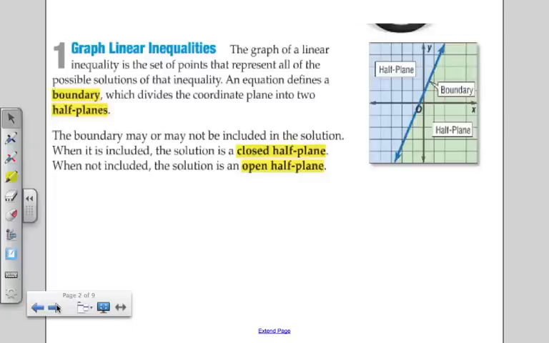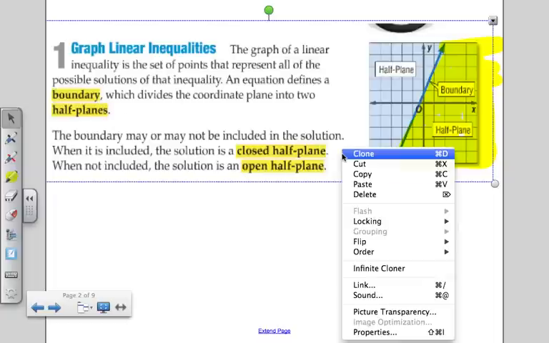Okay, so we're graphing inequalities on a coordinate plane, and it's going to be a shaded area. It's not going to just be a line. It's going to be everything on one side of the linear equation line, okay? So all of this will be a solution, this whole area, all right? And the solution is called a half plane, all right?